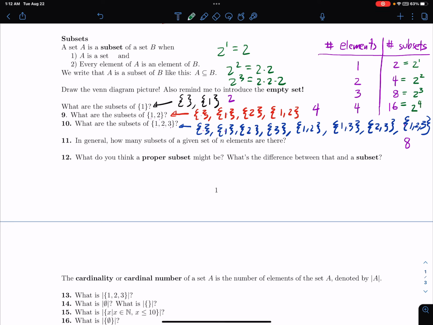So we see that pattern continuing, right? What if I went down to n? What do you think it would be? It's going to be 2 to the n. And that's the answer to the question. If I have n elements, how many subsets are there? There's going to be 2 to the n.